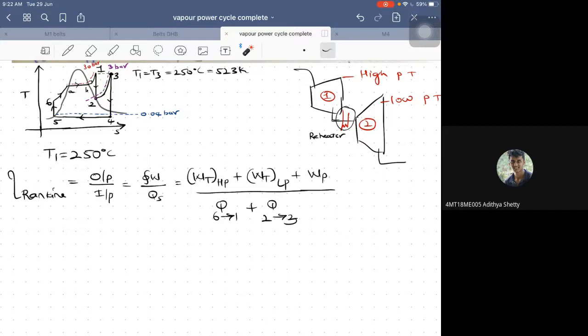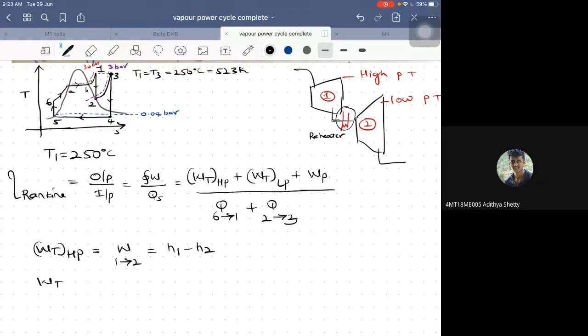Take it and tell me now, the work of the HP turbine. High pressure turbine expansion happens from where to where, whether from 1 to 2, 2 to 3, 3 to 4? High pressure turbine: 1 to 2. So W1 to 2. How do you calculate W1 to 2? H1 minus H2. For work, it is initial minus final. So it is H1 minus H2. That's it.